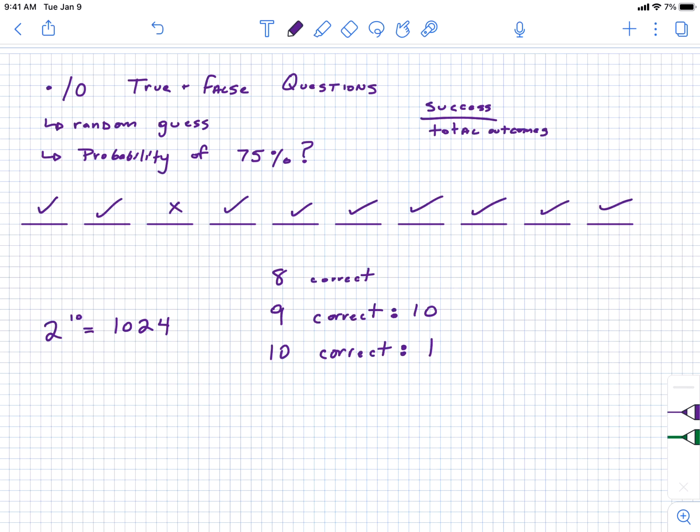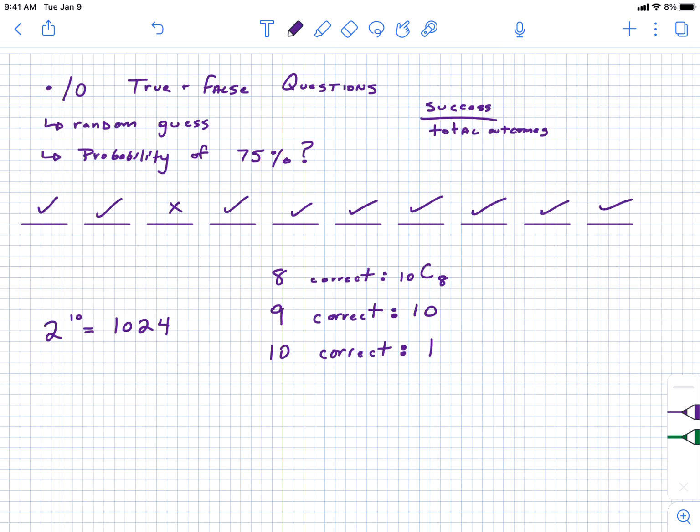Okay. Getting 8 correct is a little bit more challenging, and this is going to involve combinations. Getting 8 correct is a matter of figuring out how many ways there are to choose 8 check marks out of these 10, and also taking into consideration how many ways there are to put 2 X's into these 10 slots. So this one is a little bit harder to demonstrate. The answer is quite larger than the other 2. This is going to be what we call 10 choose 8.